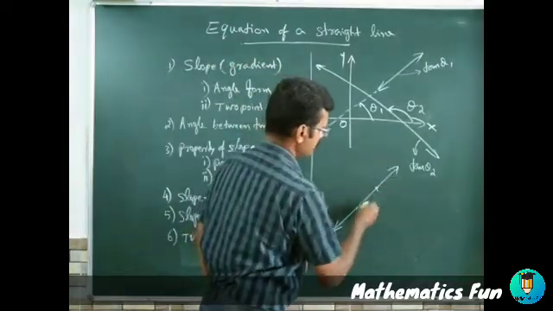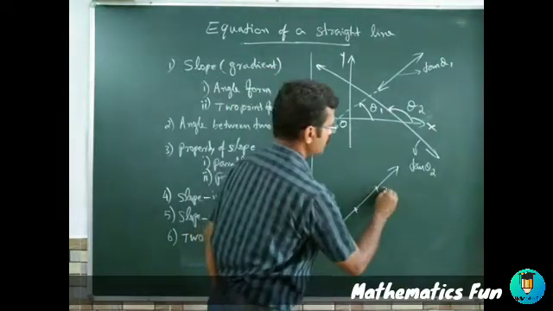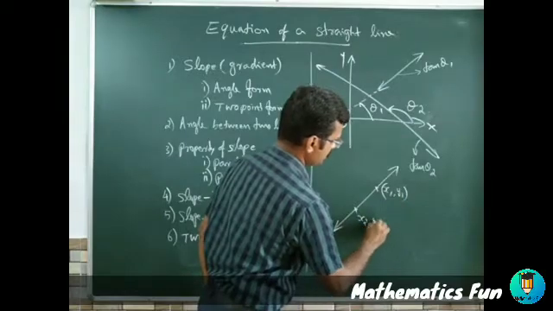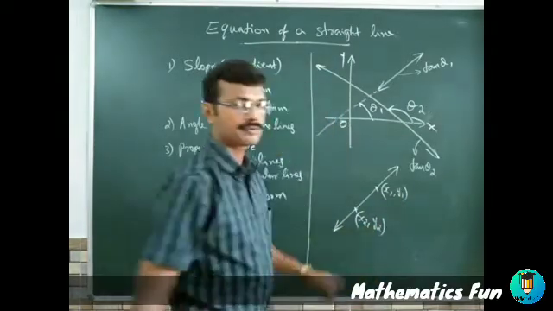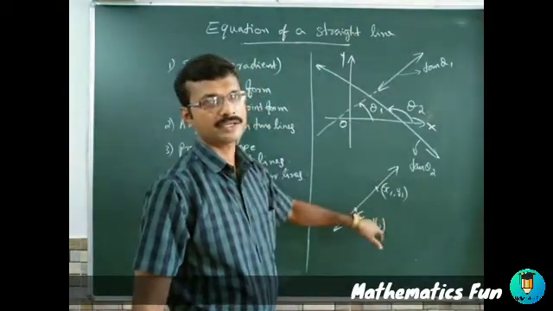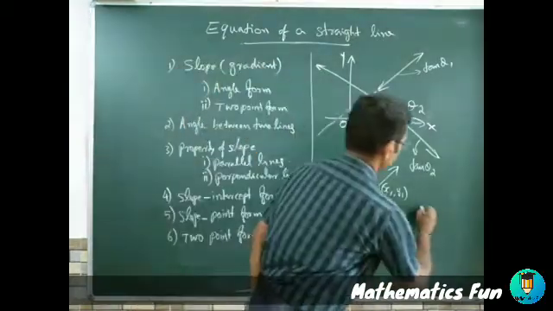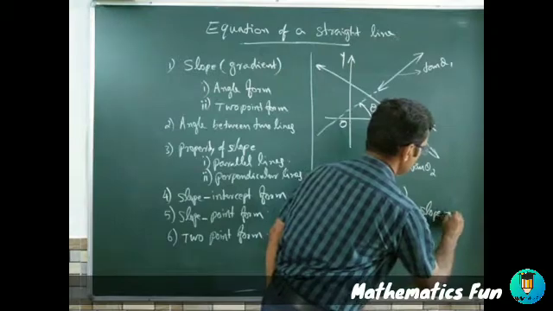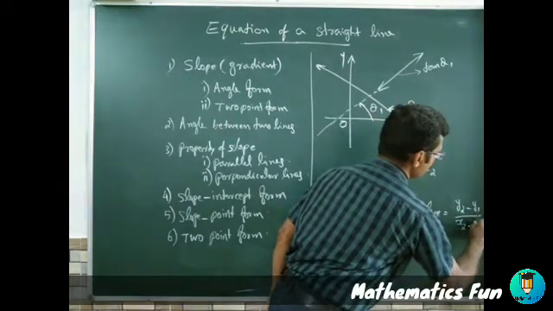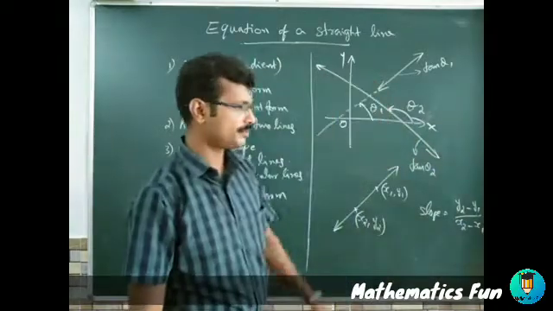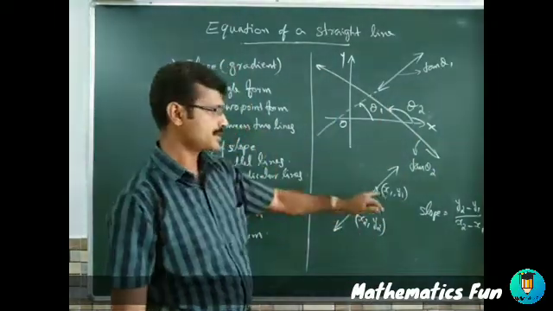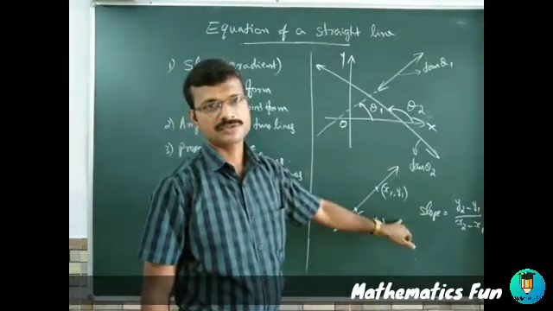are given on a line. There are 2 points, one is x1, y1, another is x2, y2. Then how do we find the slope? Slope is equal to y2 minus y1 by x2 minus x1. This is the slope. So when 2 points are given, we can calculate the slope. This you also studied.